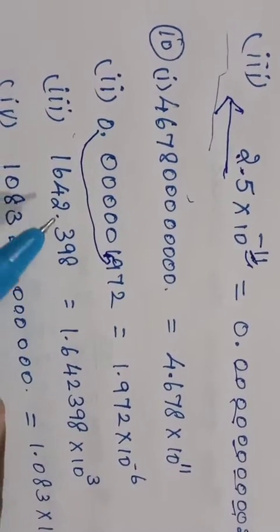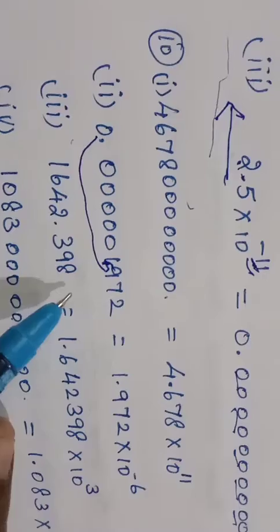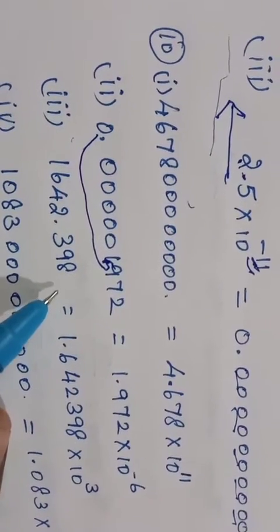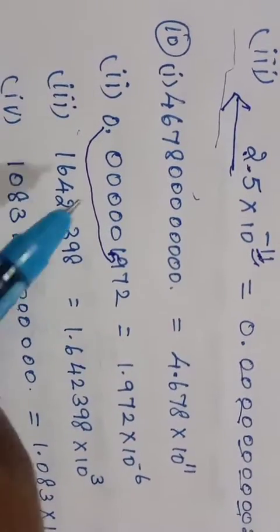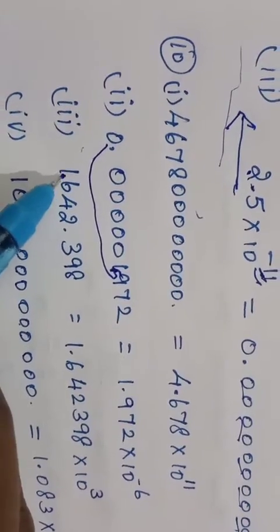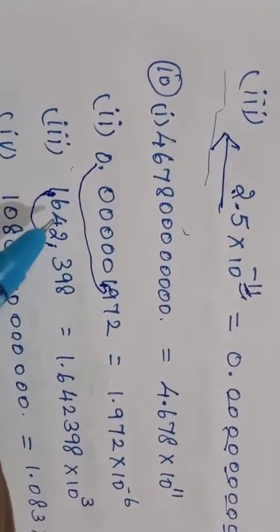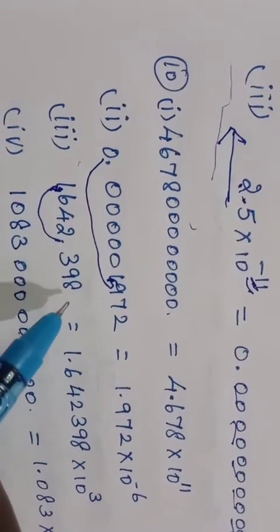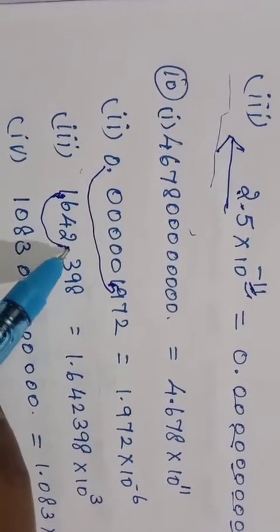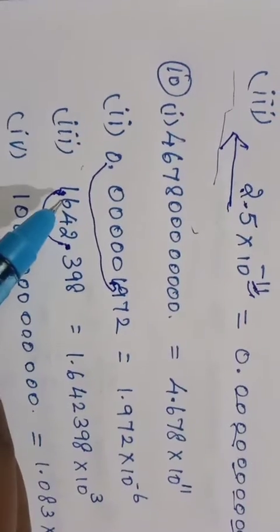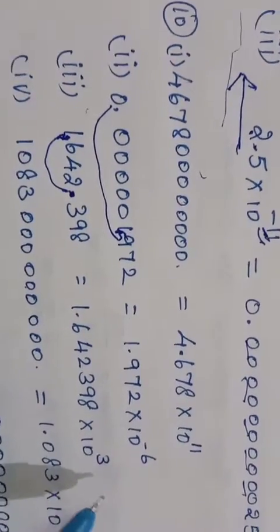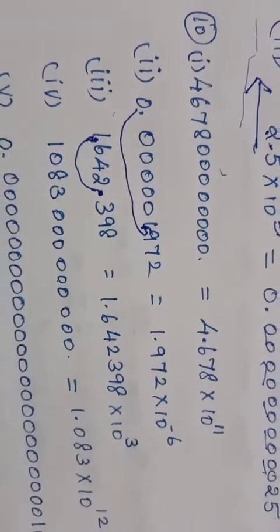Next one, 1642.398. There are no zeros at the end, so all the numerals we have to consider. The decimal has to move from here to here. So 1.642398. How many steps moved? The decimal is here, so 1, 2, 3. It moves to the left side, so positive power 3.